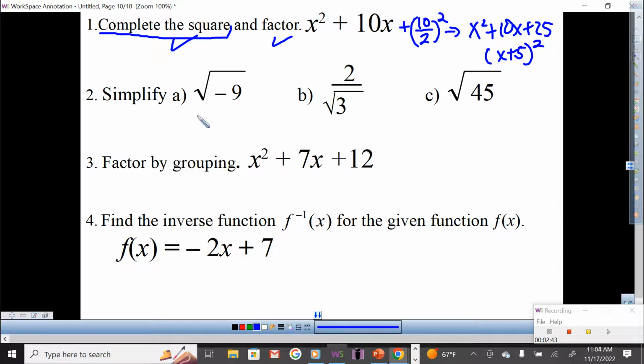Number 2A. Fabian, what did you get? Square root of 9. 3i. Yes, 3i. Hands if you got 3i. Yes. All right. Some of us. 2B. Fabian, pass someone. Lorena. 2 square root of 3 over 3. That is correct. Let's go. We got this. And C. Pass someone.